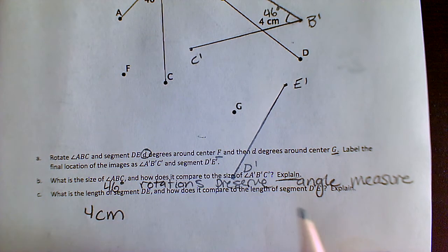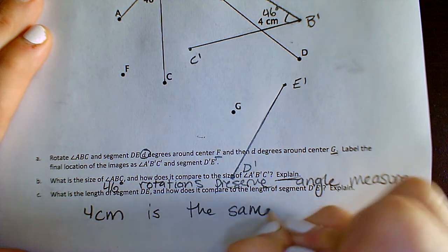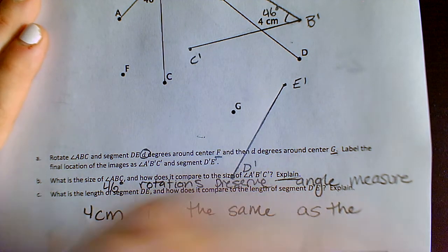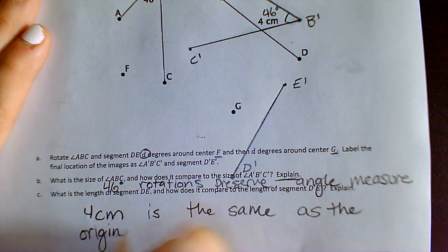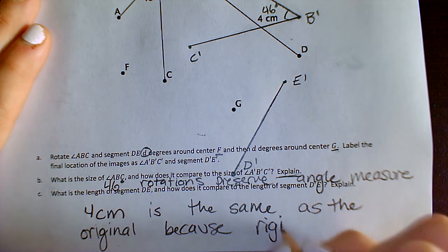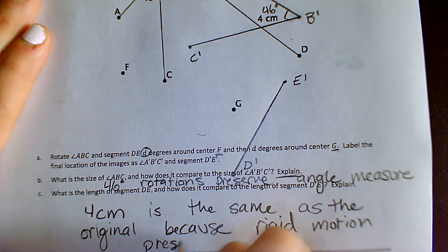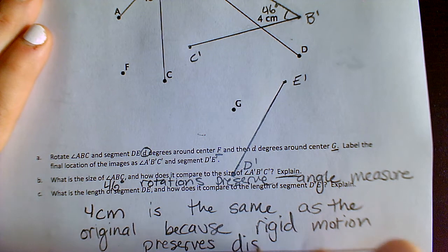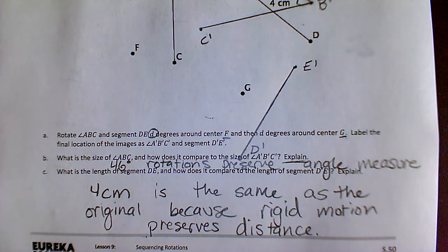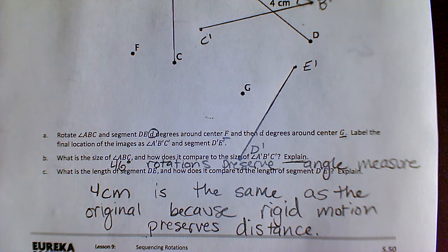And how does it compare? It's the same as the original because rigid motion preserves distance. On yours it should be actually 4 centimeters, but since I'm doing this on a piece of paper and not a workbook, it's not exactly what it should be.